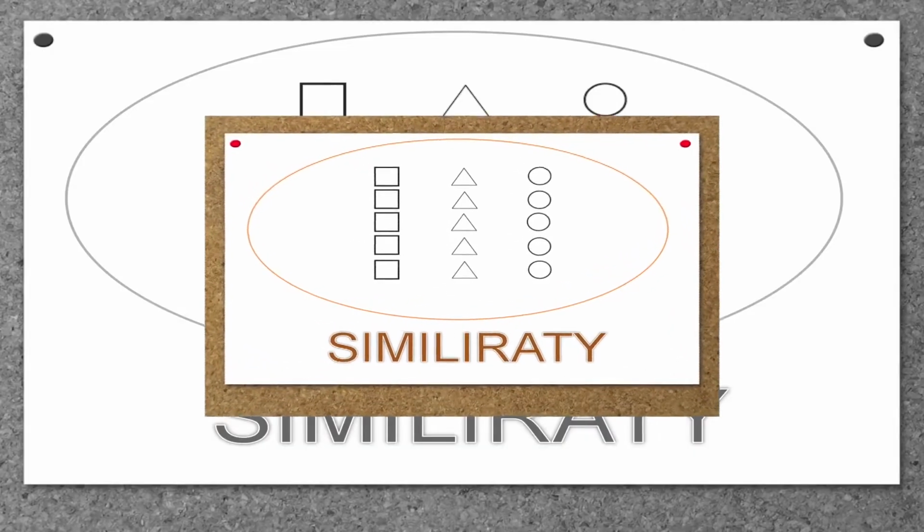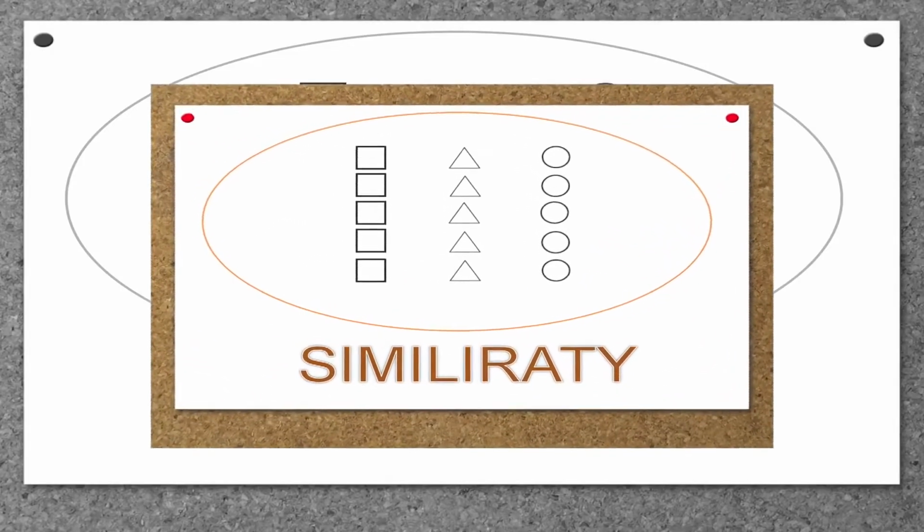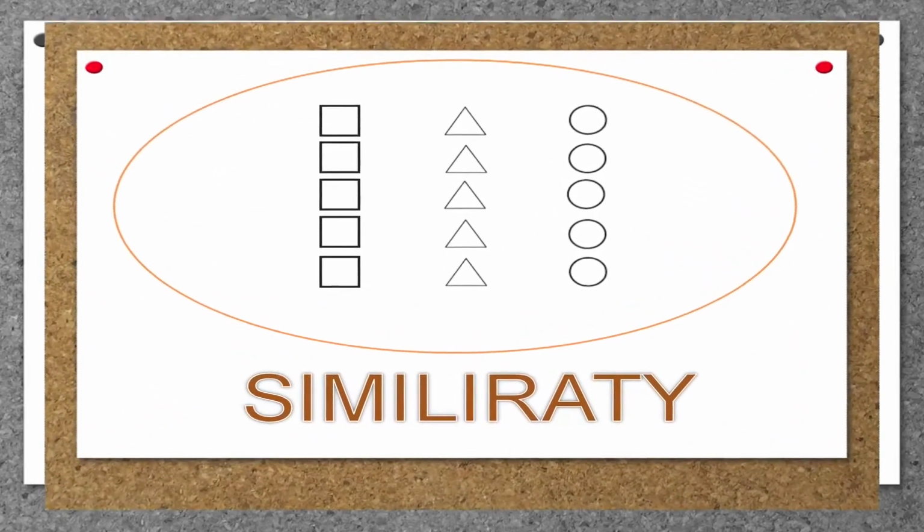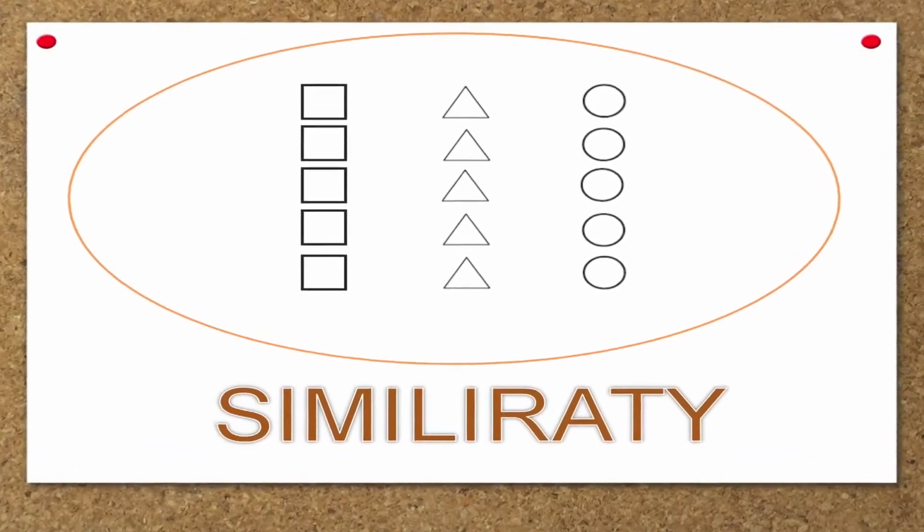The next law is the law of similarity. Other things being equal, elements which are similar in structure or have common characteristics will be grouped together. For example, in the following figure, 5 squares, 5 triangles and 5 circles in columns are grouped together. That means you have a tendency to group similar looking objects together.